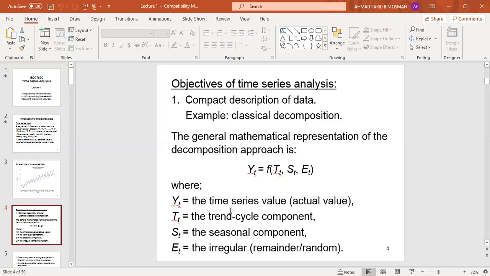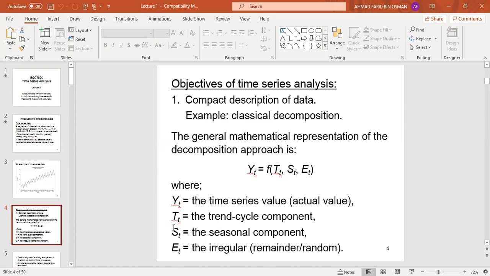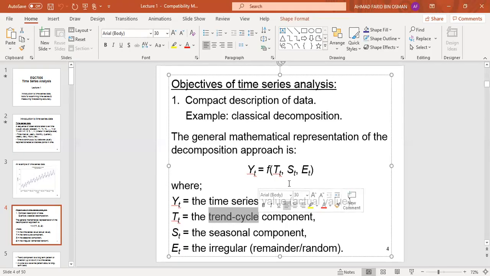In this case, Yt is the time series value, the actual or observed value, the data that we have, which we can immediately produce a plot of. And then Tt is the trend-cycle component. The trend-cycle component is a component of the series that represents the long-term direction of the series. But there is a slight difference between trend and cycle.